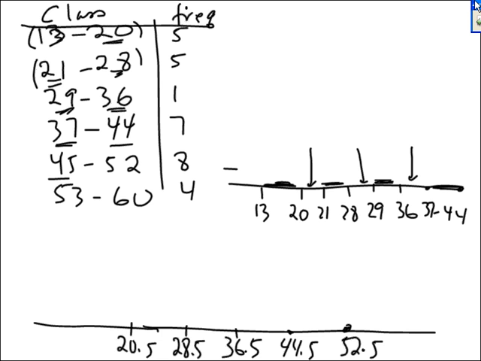Now, they always increase by 8. 20.5 plus 8 is 28.5, plus 8 is 36.5, plus 8 is 44.5, etc. What we need to do is go 1 to the left and 1 to the right. That is, we have to go 8 to the left, which brings us to 12.5, and 8 to the right. This is for a histogram. It's just the way it is.